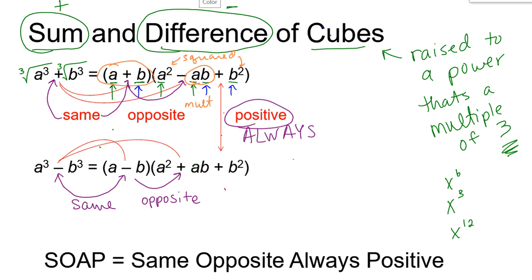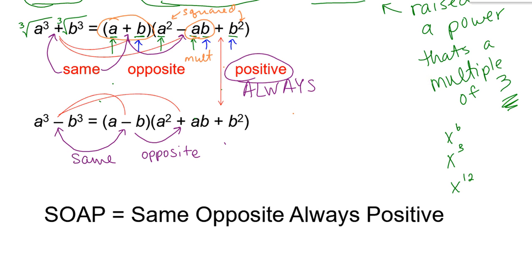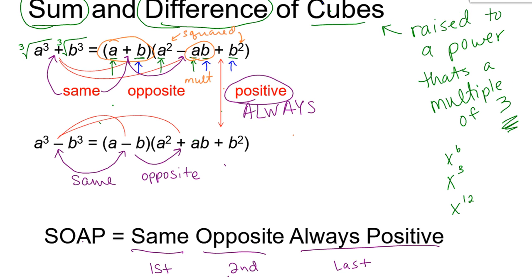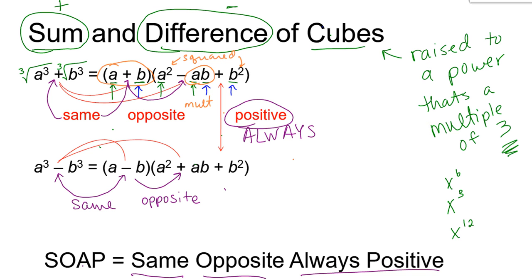So SOAP is how we remember that. SOAP stands for first sign is the same as the beginning, second one's the opposite, and the last one's always positive. So the first sign, the second, and then the last is always positive. Again, this is just all about the formulas. AB, A squared, AB, B squared is how I used to say it to myself. And then apply SOAP to get your signs.